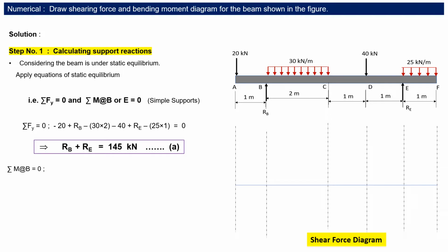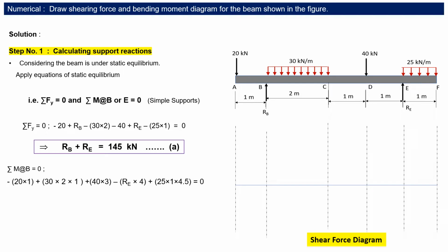Now, since this equation carries two unknowns, we need at least two equations. The second equation we can develop by taking moments about any simple support, either B or E. So we take the summation of the moments of all the forces about B equal to 0. The moment acting clockwise is taken as positive, and the moment acting anti-clockwise is taken as negative.